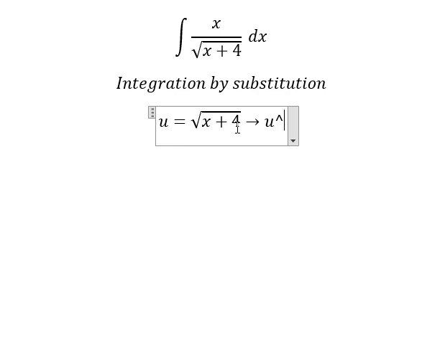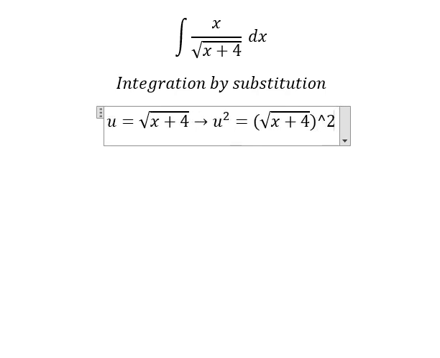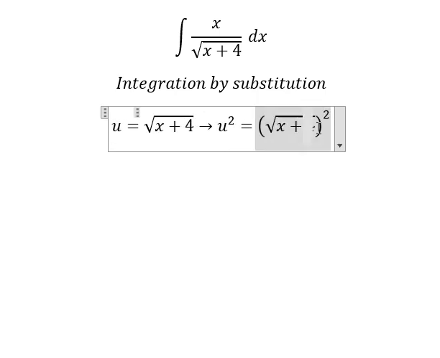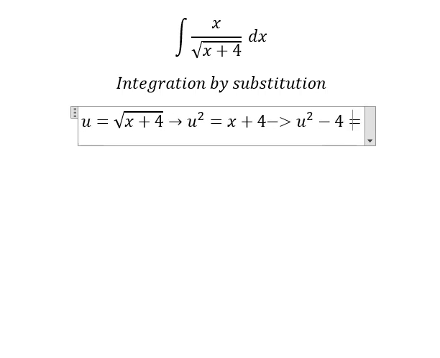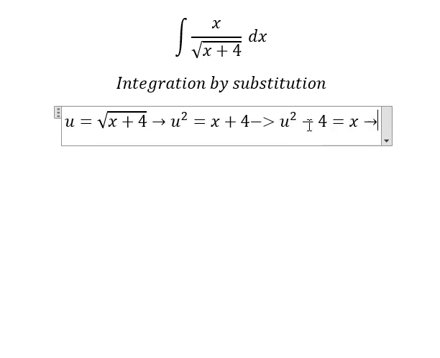Later we put the square on both sides to cancel the square root. So because we have x, I will put number 4 to the left. So that should be u squared minus 4 equals x.